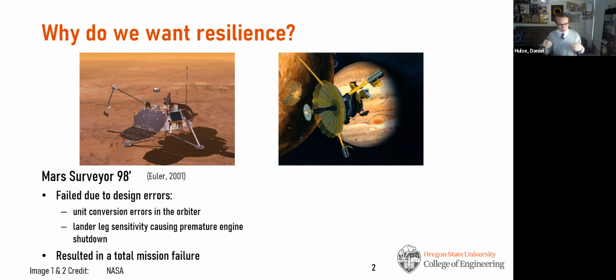That was due to sign conversion errors in the design, actually a faulty design. And then in the lander that you see, there was a problem where during its powered descent through the Martian atmosphere, the engines shut off spontaneously because the lander thought it had already landed. These faults resulted in a total mission failure for the system. So we can say this is a situation where it was not resilient.